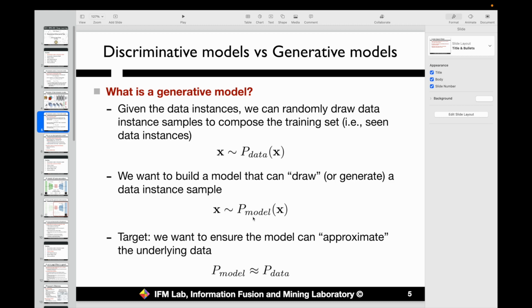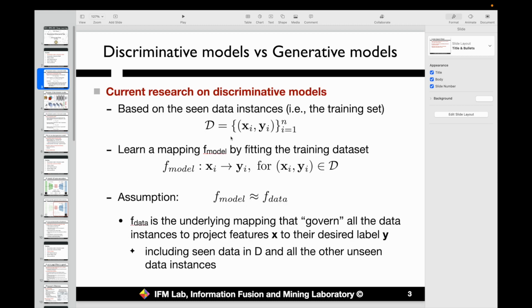Before, for the discriminative model, we want to build a model which can fit the data set, which will be very similar to the true mapping governing the distributions. And here we want to build a model which can generate some data instances. And the target is also very different. The target here, we want to ensure the model can approximate the underlying data distributions. In other words, we want to ensure the distribution we define by the model we create will be very similar to the true distribution of the data instances governing the data set we have. Right? So you can see the difference.